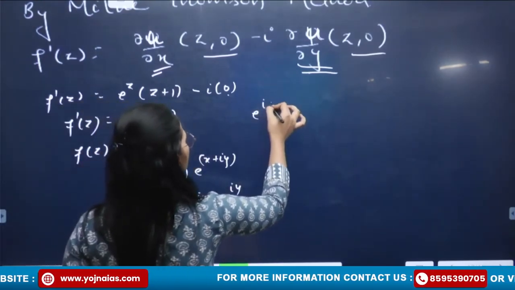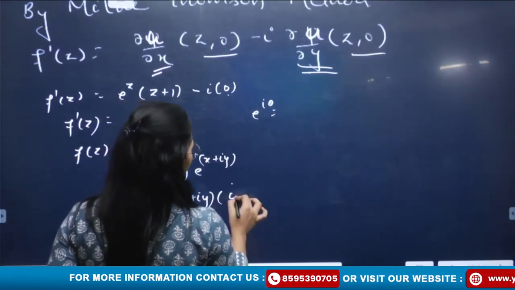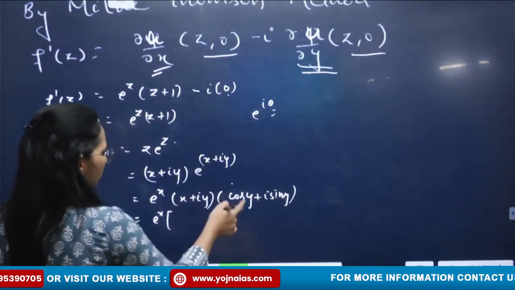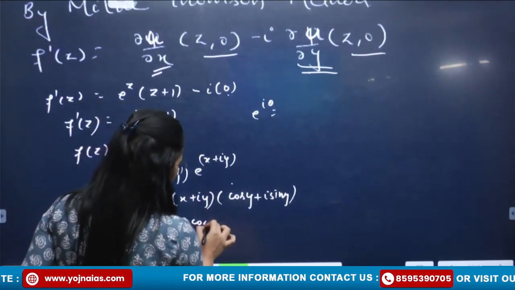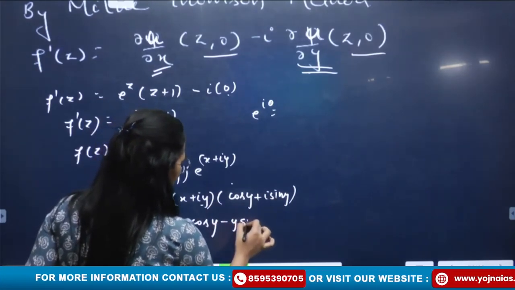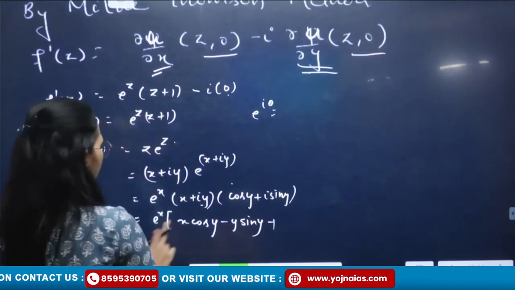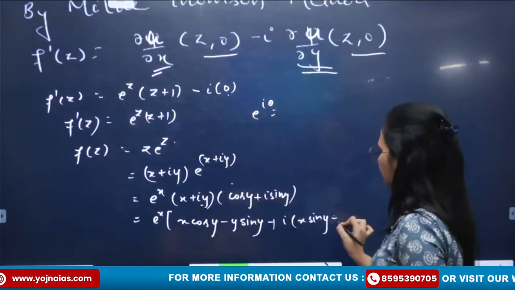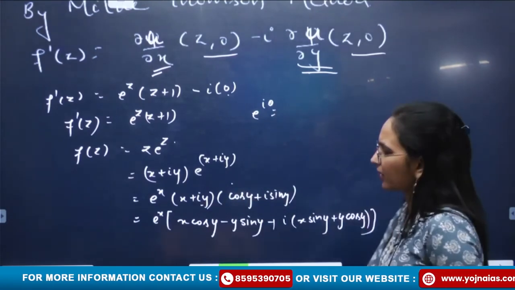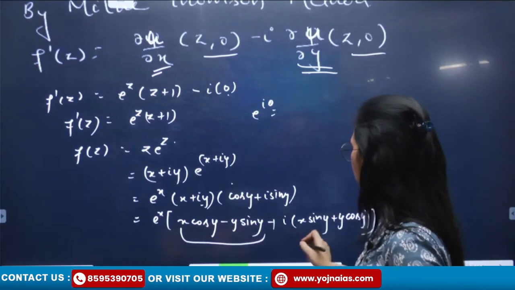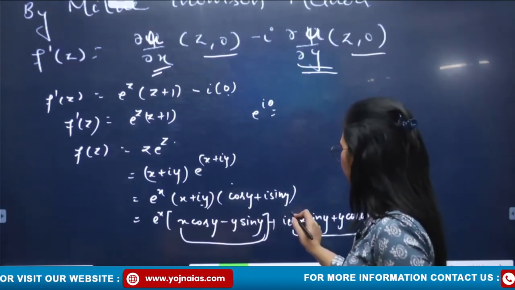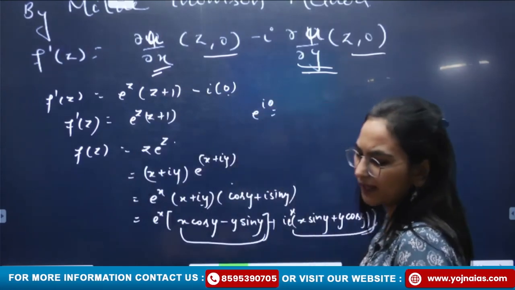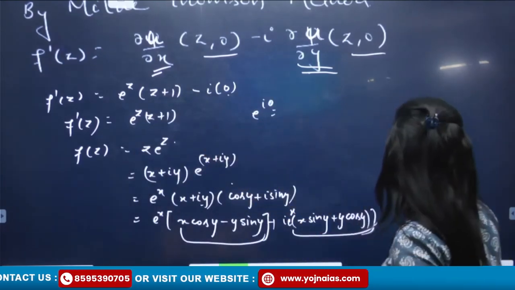We know that e^(iθ) is cos θ + i sin θ. So this is cos y + i sin y, and multiply both of them. So this is going to be e^x here. The real part would be x cos y minus y sin y. And then the imaginary part would be i times x sin y plus y cos y. This is the real part, and this, along with e^x, is the imaginary part. We found that this is the harmonic conjugate, and the analytic function would be z e^z plus a constant of integration.